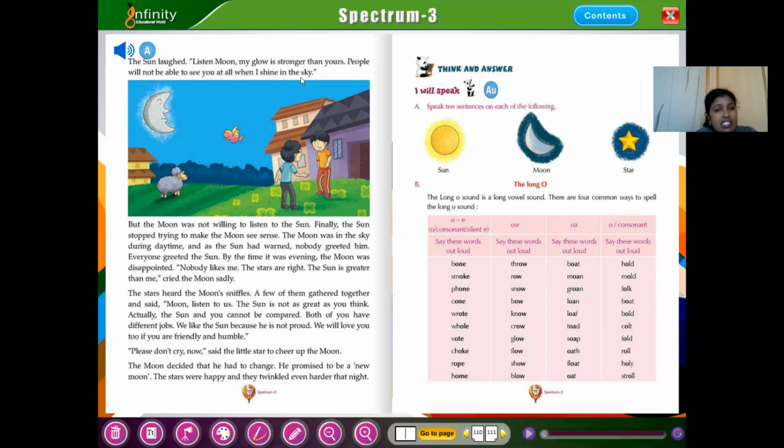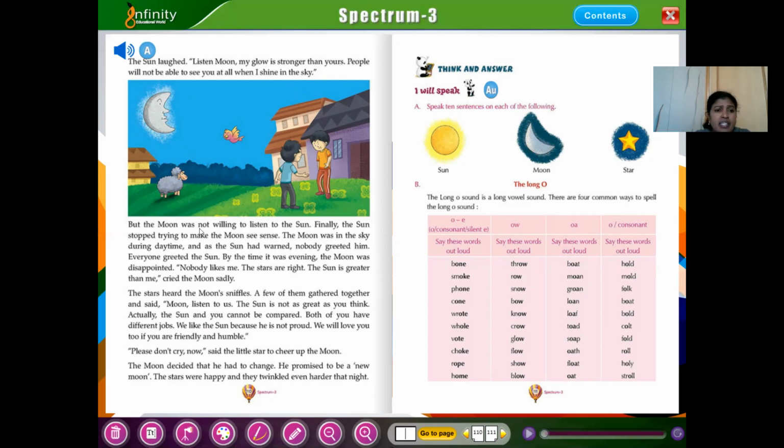Yes, because of the sun's stronger glow, we cannot see other things, because the sun is a very large shining star. The sun told the moon, "Listen, moon, my glow is stronger than yours. People will not be able to see you at all when I shine in the sky." But the moon was not willing to listen to the sun. Finally, the sun stopped trying to make the moon see sense.